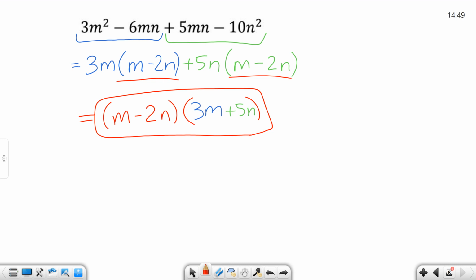So I hope this helps you with grouping. If you see 4 terms, again, this is a basic grouping introductory video. If grouping gets bigger, you can use the same concepts. You may be grouping 3 terms at a time, or 3 sets of 2 terms, or something like that.